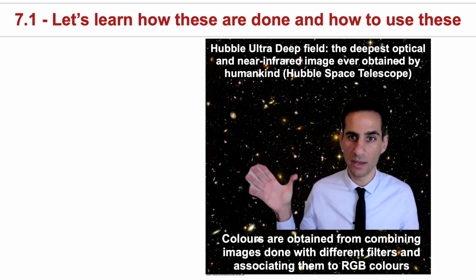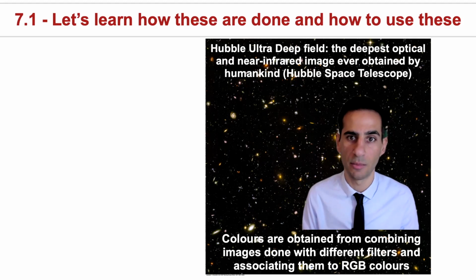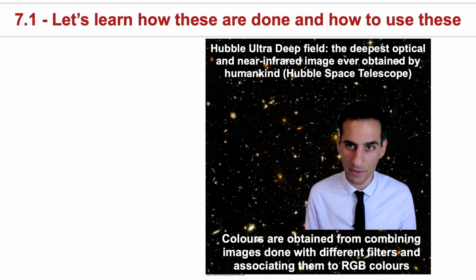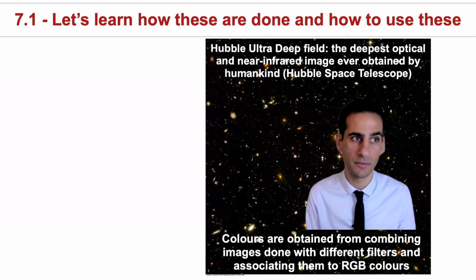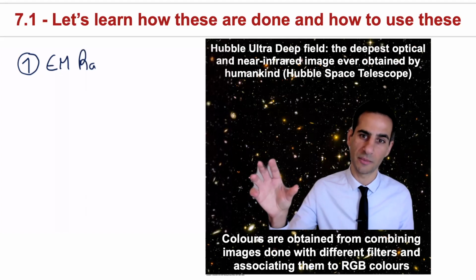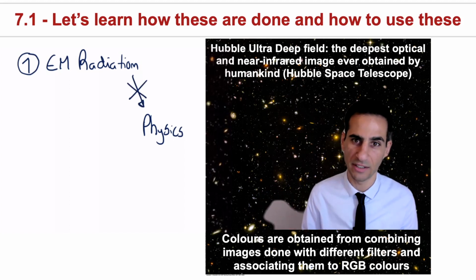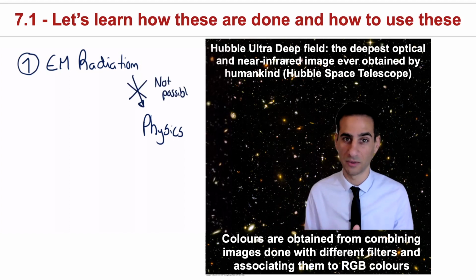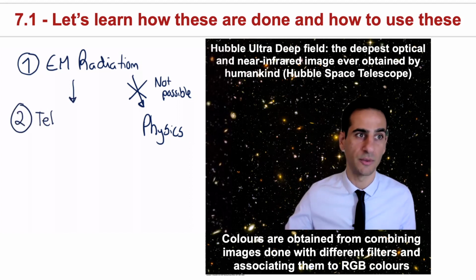One of the things we'll try to do in this section is understand how we can take pictures like this. In case you don't know, this is the Hubble Ultra Deep Field. It is the deepest optical and near-infrared image ever obtained by humankind. You can think that we can take electromagnetic radiation, such as this, and transform it directly into physics. But the reality is that that's simply not possible. And therefore, there are plenty of processes that we need to take into account.